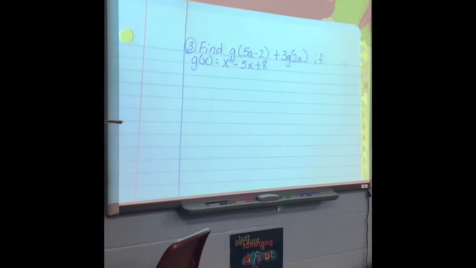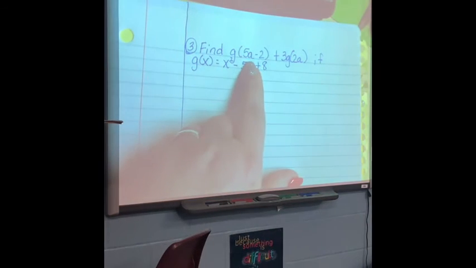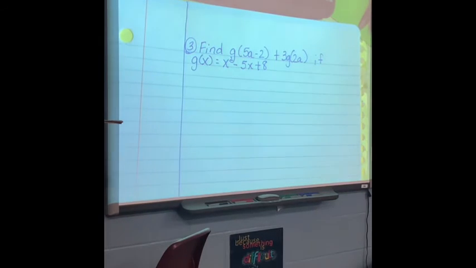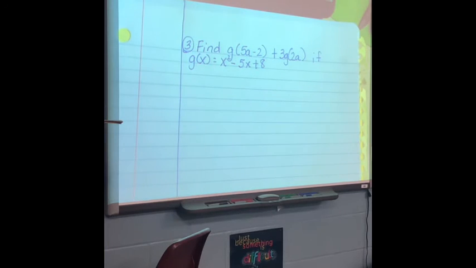So you're going to do it in 2 phases again. You've got to find g of 5a minus 2 and g of 2a, and then plug them in and find the final simplified piece. I'll give you just a minute to do.